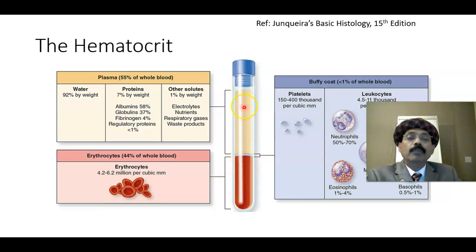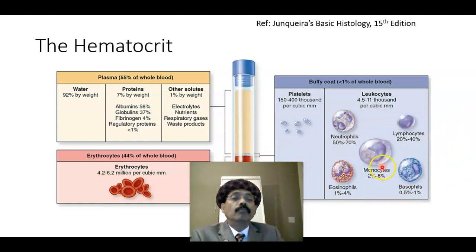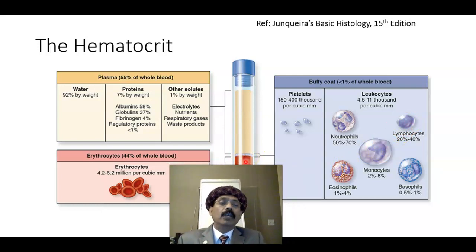By hematocrit, we can assess the plasma and the red blood cells. In between the plasma portion and the red blood cells, we have the buffy coat. This buffy coat contains the leukocytes and platelets. So you get the platelets or thrombocytes, and leukocytes. Again, we have the neutrophil, eosinophil, basophil, the monocytes and the lymphocytes. These are found in this buffy coat.